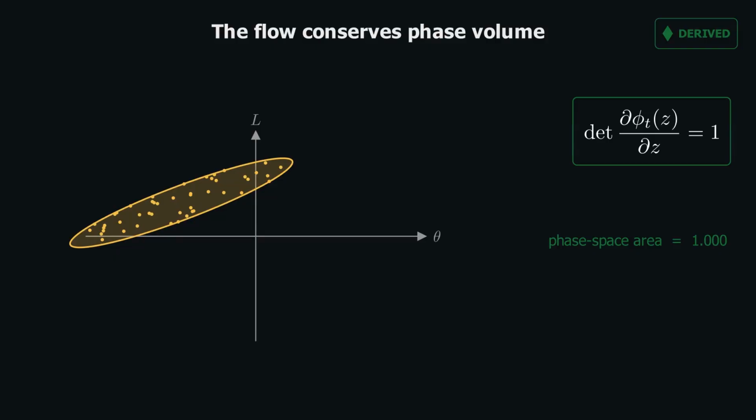Not approximately. Exactly. And that is the whole reason a measurement can cost something later, because a map with unit Jacobian preserves information. Distinct states stay distinct, the dynamics is invertible, and the flow produces no entropy whatsoever.